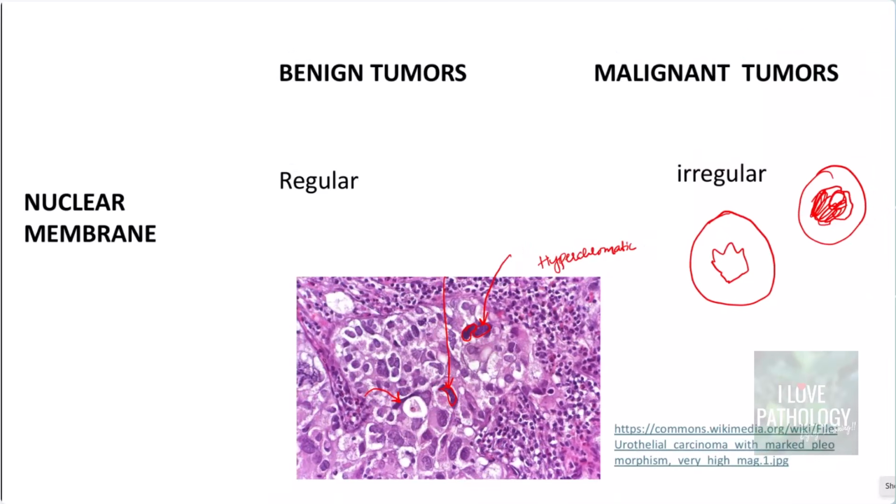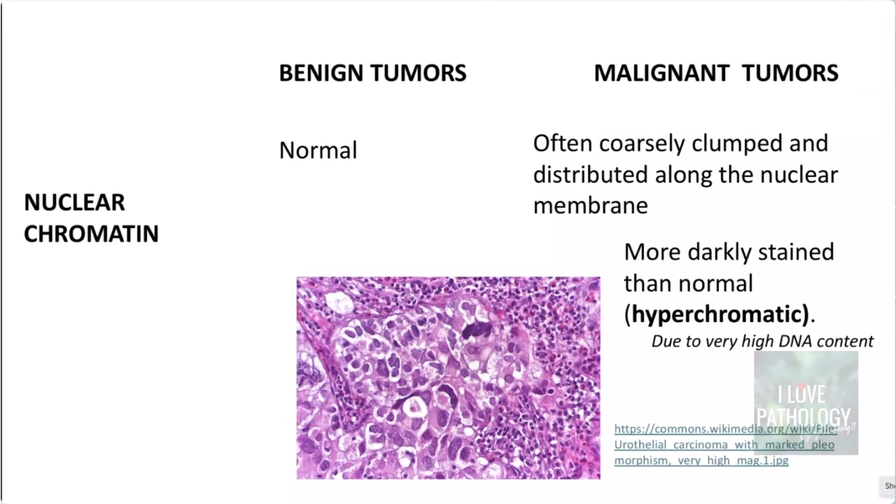It is again a feature of malignant tumor, which means we are talking about the chromatin here. The nuclear chromatin is normal in case of benign tumors, whereas in malignant tumors, they are coarsely clumped and distributed along the nuclear membrane, and they are more darkly stained than normal. Why are they darkly stained? That's because of very high DNA content in the malignant tumors, and that is why we call them hyperchromatic nuclei, the very characteristic feature of malignant tumors.